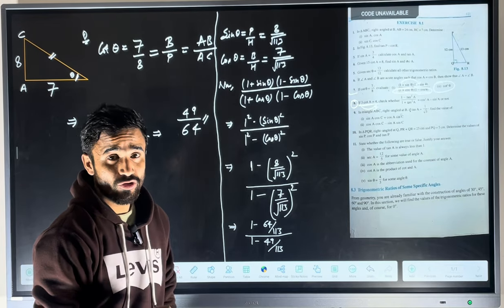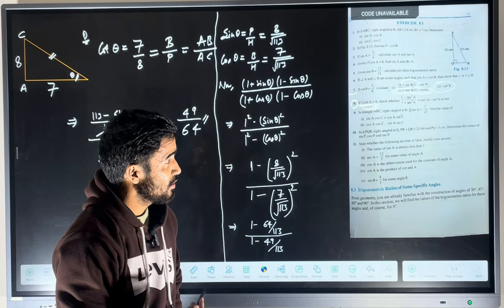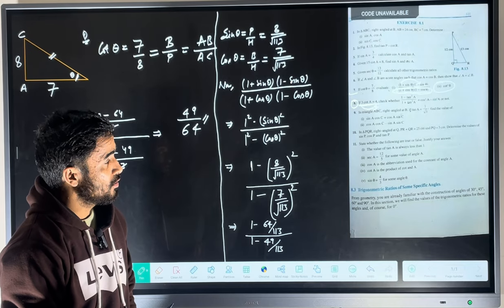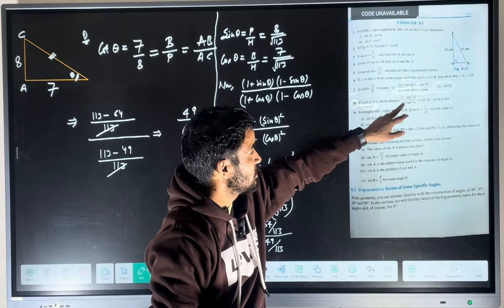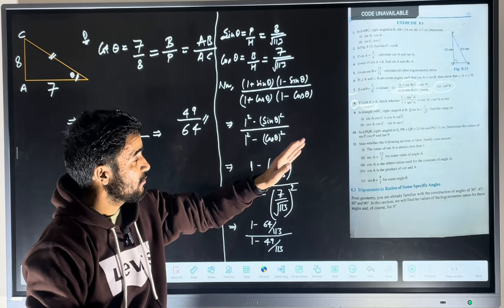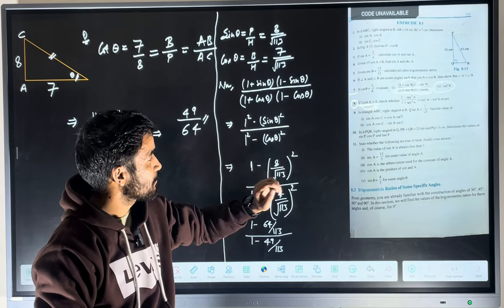Now cot A, what is cot A? That is base upon perpendicular. So base will be 4, perpendicular will be 3. You can find the hypotenuse, and simply put the values in that expression and see whether the left hand side is equal to the right hand side or not.